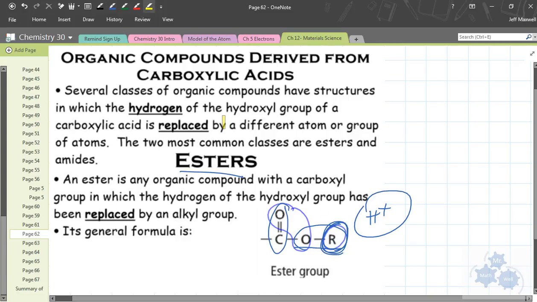So if you want to write that down, the hydrogen is replaced in the hydroxyl group to make other functional groups like esters and amides. So let's talk about esters.